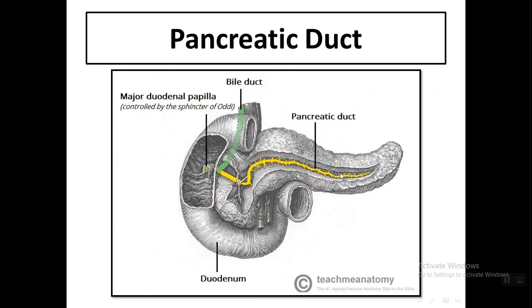The pancreatic duct, as we said previously, runs the length of the gland, and has tributaries draining the digestive juices from the gland until it drains into the second or descending part of the duodenum, and here it will unite with the end of the bile duct, and it will cause elevation of the mucous membrane in what we call the major duodenal papilla.